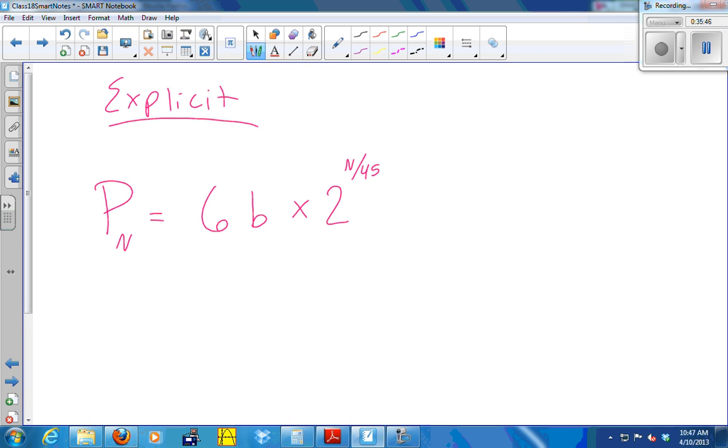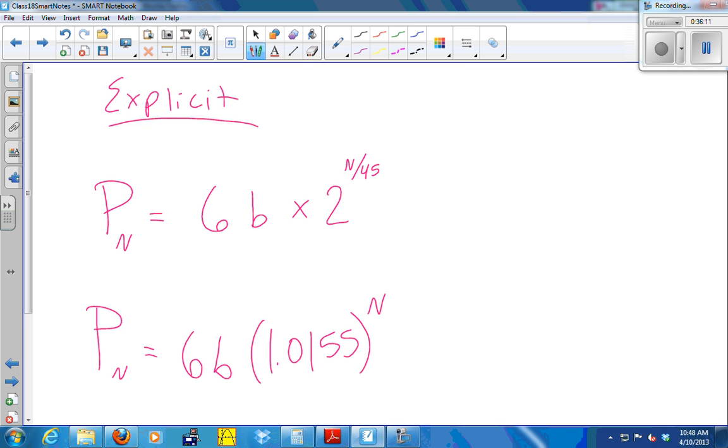Another formula I could write for this would be P sub n is equal to P sub 0, 6 billion, and every year you multiply by 1.0155. So we would do that n times. These two formulas will give you the exact same thing.